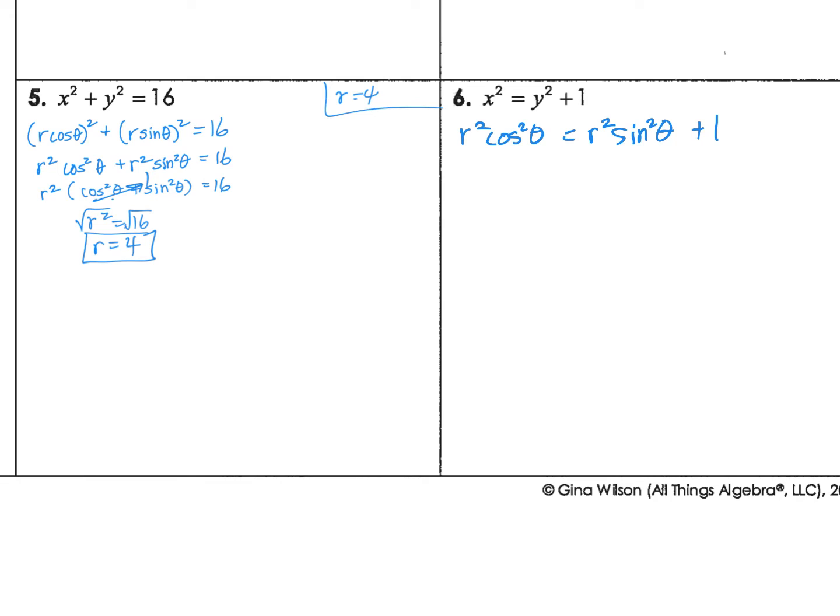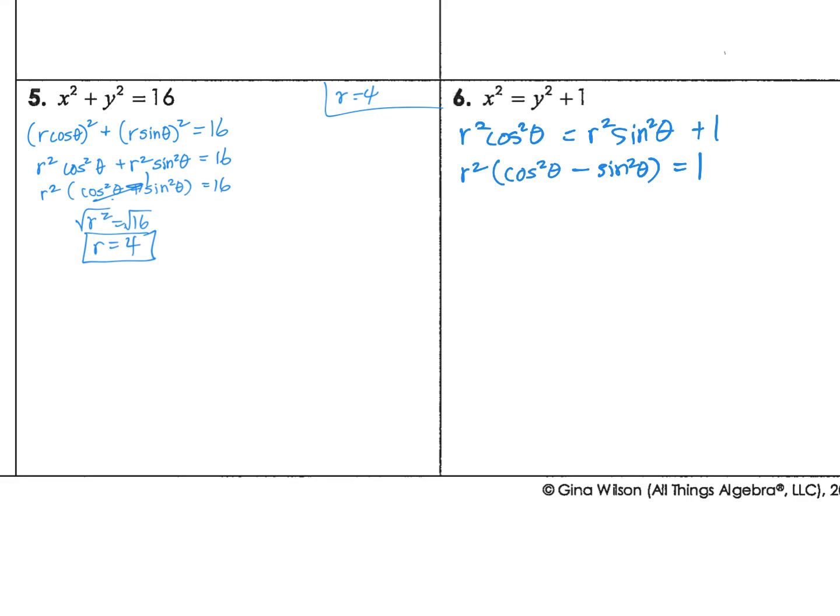You could just cancel out the 1. No. How? Because of the plus 1. Good. Move the r terms to one side. So r squared, and this becomes cosine squared minus sine squared, doesn't it?